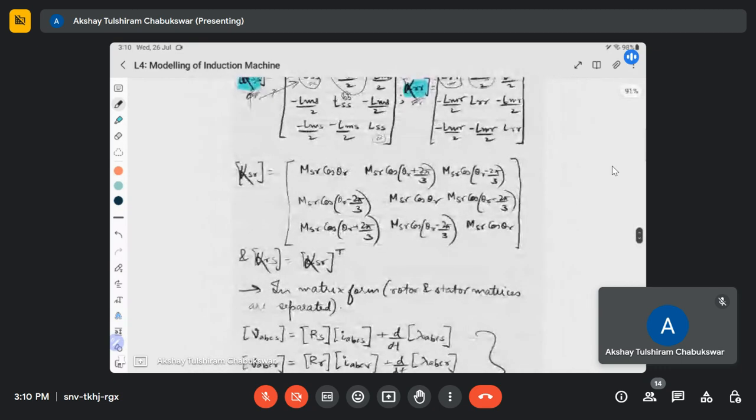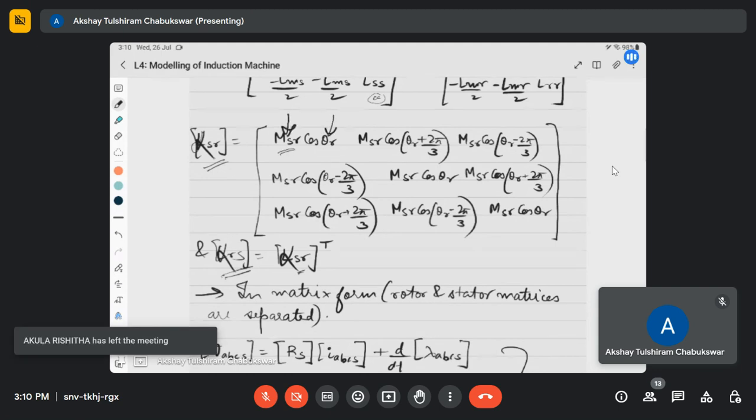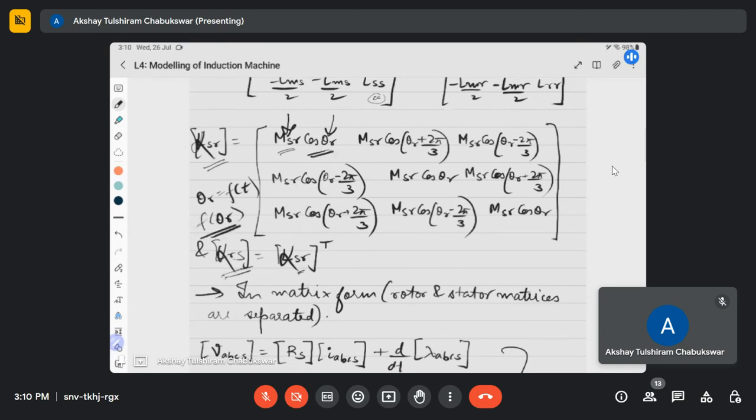Now comes the problematic term, the lambda SR matrix and lambda RS matrix. Lambda RS is nothing but the transpose of the lambda SR matrix. It has two types of terms: one is MSR, the other is theta R. MSR is constant, theta R is varying with time. As the rotor rotates, the angular position of the rotor changes. So theta R is a function of time, or basically you can say this term is a function of rotor position, f of theta R.